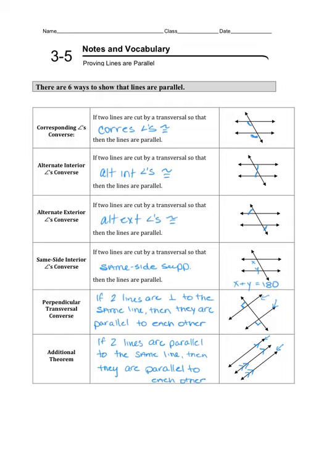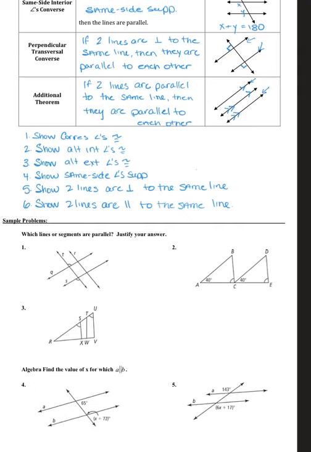So there's basically 6 ways to show lines are parallel. You can show corresponding angles are congruent, show alternate interior angles are congruent, show alternate exterior angles are congruent, show same side angles are supplementary, show two lines are perpendicular to the same line, or show two lines are parallel to the same line. And that is a homework question. It's the last question. So again, those were the 6 ways to show that lines are parallel. And I did go ahead and write them out for you as well so that you can see the 6 ways.